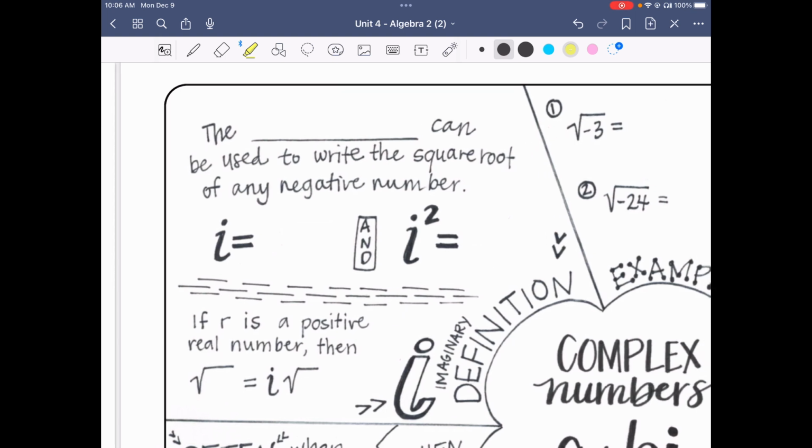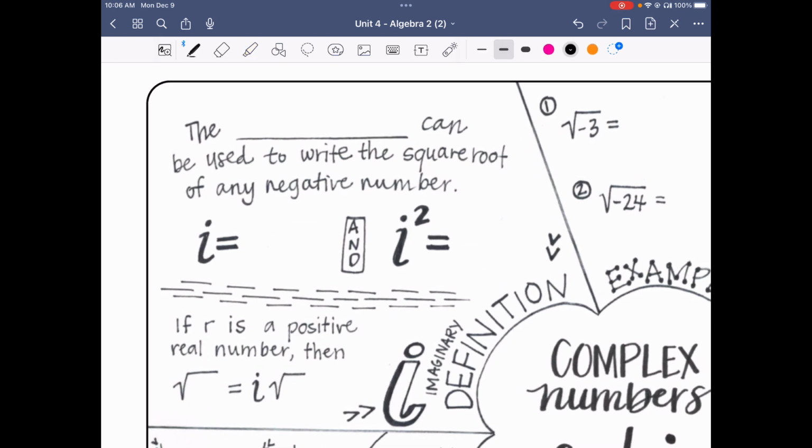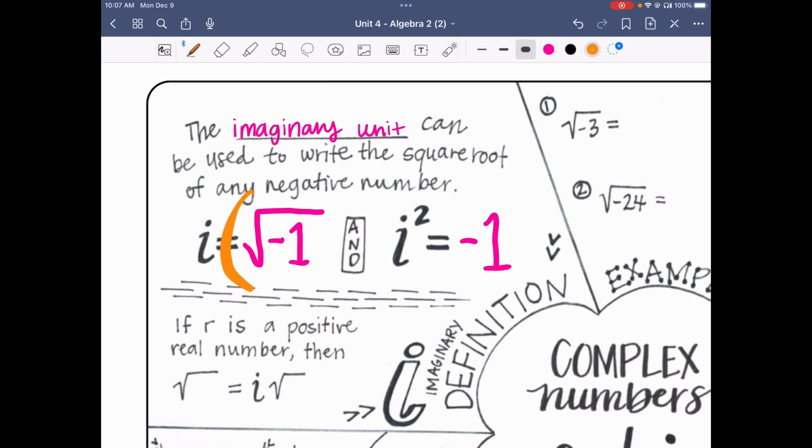We're going to start in this top left corner box here. And so here we're going to write that the imaginary unit can be used to write the square root of any negative number. And so, for example, we know that i is equal to the square root of -1. That's like the definition of i. And then when we have i squared, because of that definition, i squared equals -1, because if I were to take this and square it, I would just get -1.